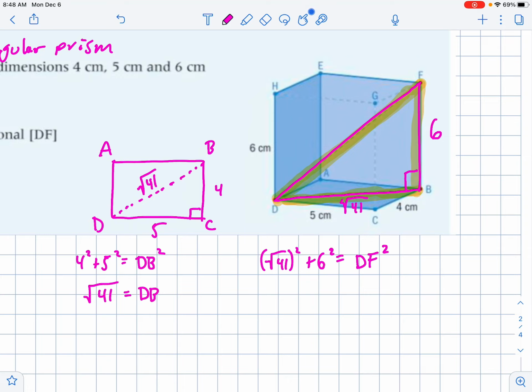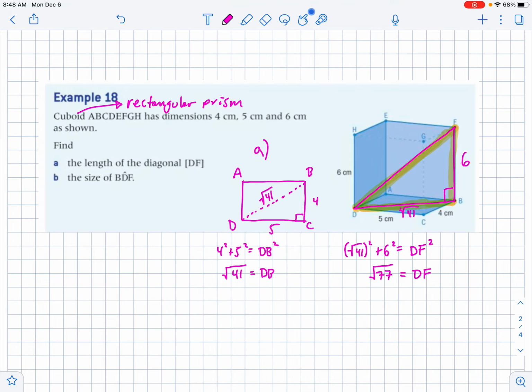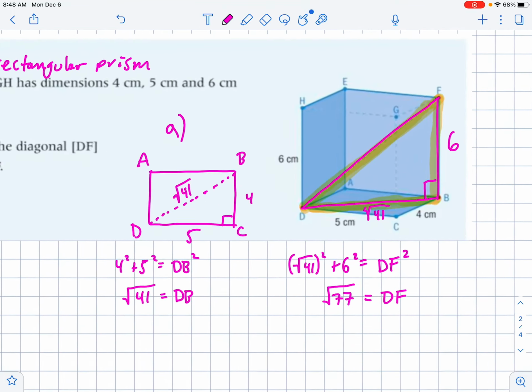41 plus 36 is 77. So the square root of 77 is equal to DF. So this was all part A, finding DF. Then it says find the size of BDF.